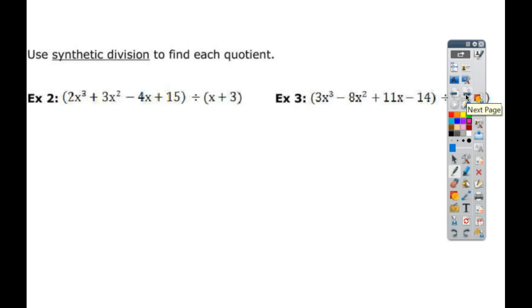So I'm going to teach you the shortcut one. And you're going to like this better. So the very first thing we're going to do, so remember how we had to fill in for the zeros if we were missing something? You have to do that with synthetic division also, okay? So I'm going to write down all of the coefficients. So I'm going to have 2, 3, -4, and 15.